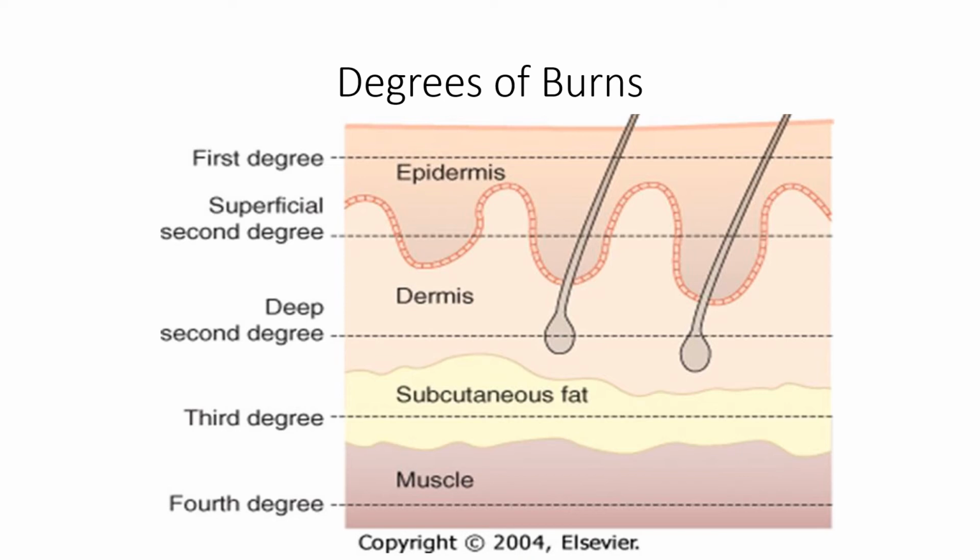A fourth-degree burn is 4 levels down. That burns all the way through the epidermis, dermis, hypodermis, or subcutaneous fat, and down into the muscle tissue. And as you can imagine, with the number here, from 1 to 4, we increase in the severity of that burn. We also increase the risk for permanent damage and also for death, because the higher the level, the degree of burn, the more difficult it is for the body to repair that particular area.